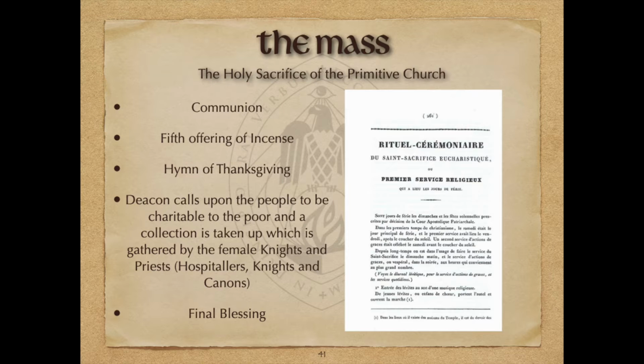So kudos to them. The collection having been gathered up, you then have the final blessing in the Eucharist, the blessing of the congregation or the Levites and all those present. So that, in as much of a nutshell as I can possibly make it, is the holy sacrifice of the Mass, or Eucharist, according to the primitive church.